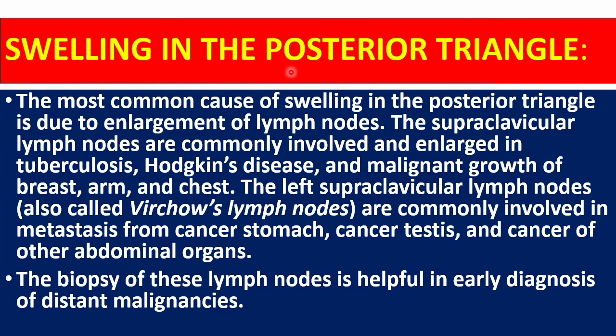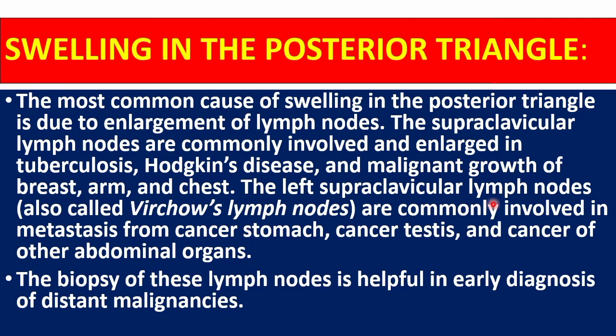Then swelling in the posterior triangle. It is very, very important. The most common cause of swelling in the posterior triangle is enlargement of the lymph nodes. The supraclavicular lymph nodes are commonly involved and enlarged in TB, that is tuberculosis, then Hodgkin's disease, and malignant growth of the breast, arm, and chest. So for any part of the abdomen, chest, or arm, we can see lymph node enlargement in the supraclavicular or subclavian triangle.